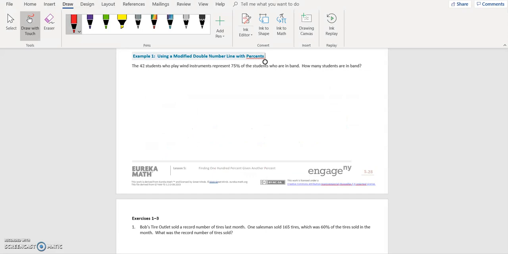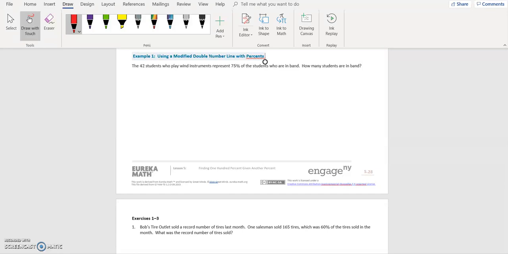So example number 1 asks us to use a modified double number line with percents. The 42 students who played wind instruments represent 75% of the students who are in the band. How many students are in the band?